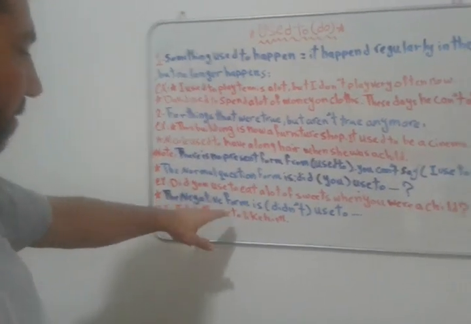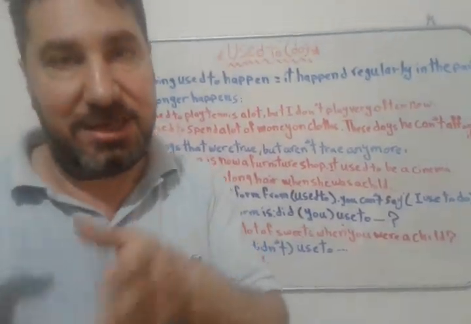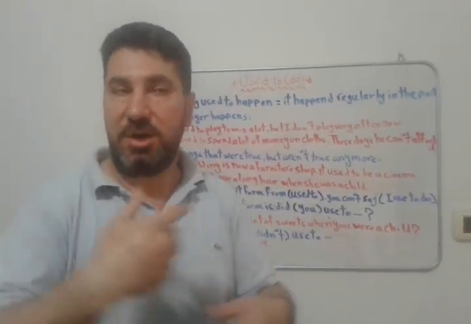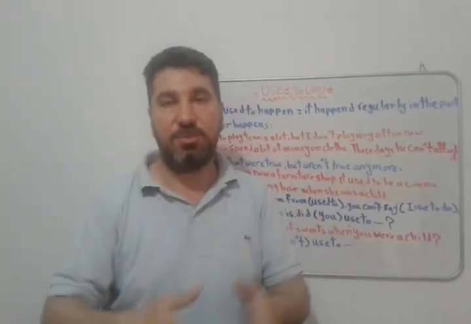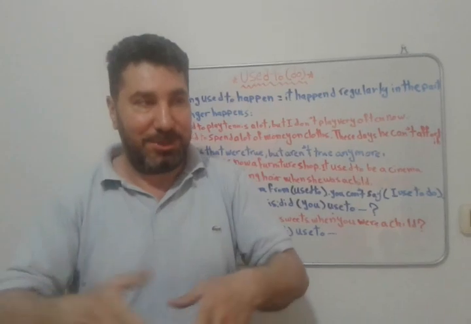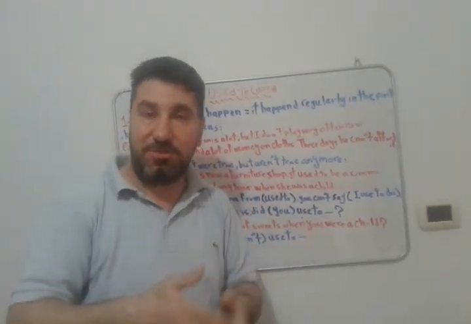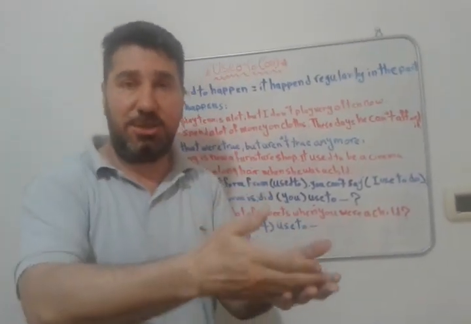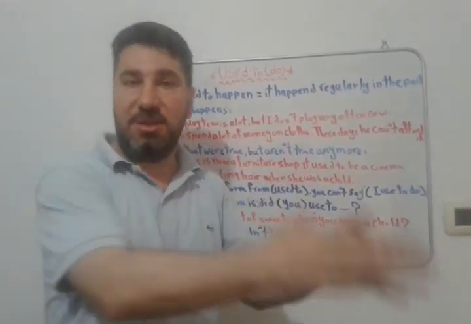Also, the negative form is didn't used to. We just add didn't in the negative. I didn't used to do. I didn't used to smoke. For example, more examples about this. I used to smoke when I was young. But it means right away that I don't smoke now. So the past habit represents something negative or different in the present.